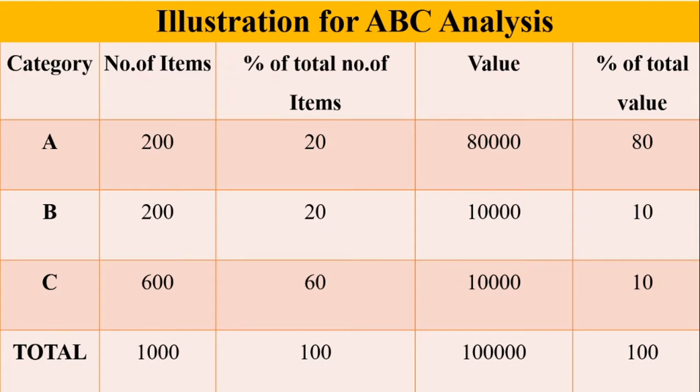Illustration for ABC analysis. We can observe over here that three categories of inventories are shown: A, B, C. The number of items is 200 for A, 200 for B, and 600 for C, totaling 1000 units. On these 1000 units, we need to calculate the percentage of each item. How are we going to calculate the percentage? 200 units of A divided by the total units of 1000, multiplied by 100, gives 20%.